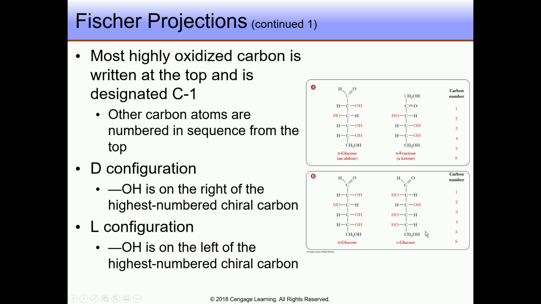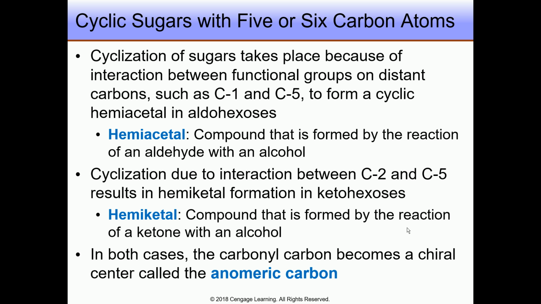Now in these sugars, cyclization can also take place. Cyclization of sugars takes place because of interactions between functional groups on distant carbons, such as carbon number 1 and carbon number 5, to form a cyclic hemiacetal in aldohexoses. A hemiacetal is formed by the reaction of an aldehyde with an alcohol. So let me show you here. Now this is the alcohol, this is the aldehyde.